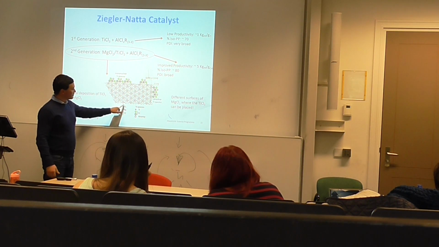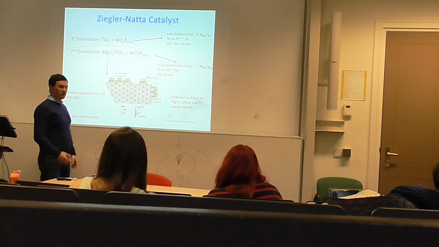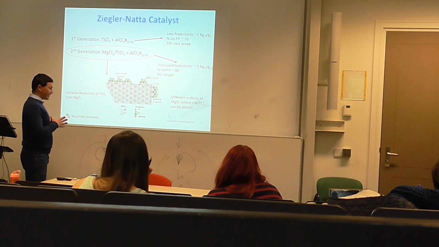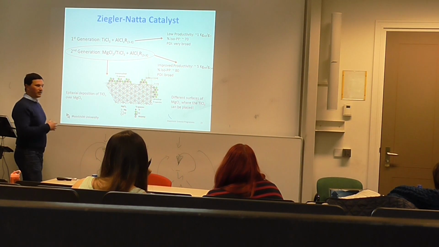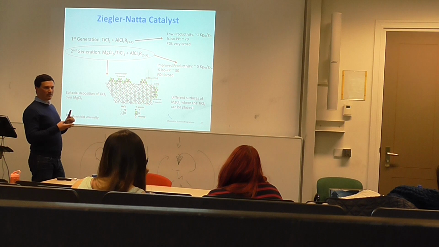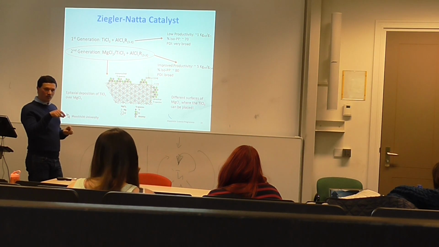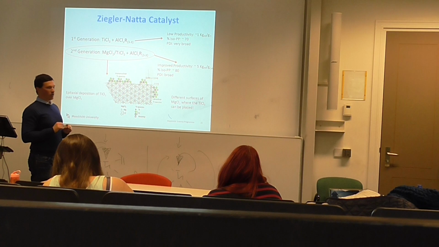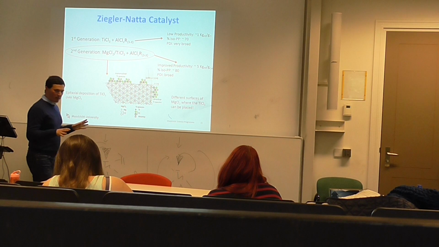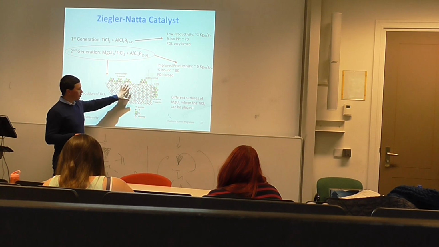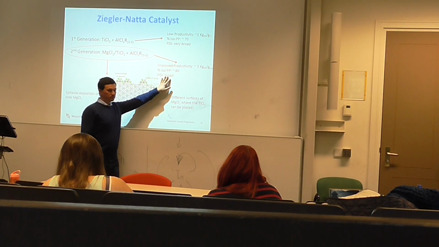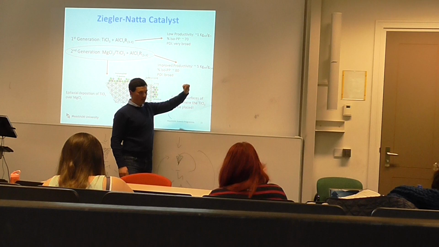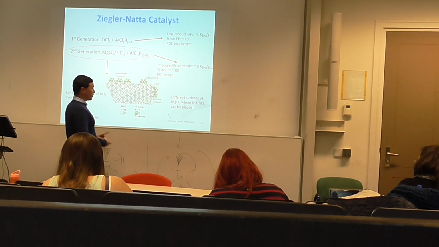It turns out that magnesium chloride can be used, and it's pretty good because the titanium can epitaxially grow over the magnesium chloride. What does it mean? The magnesium chloride and titanium chloride have a similar crystalline structure. So the titanium chloride can easily sit over the magnesium chloride. Okay? Simply by supporting the titanium chloride over the magnesium chloride, we can improve productivity, which goes to 5 kilograms of PP per gram of catalyst, and also the isotactic activity.